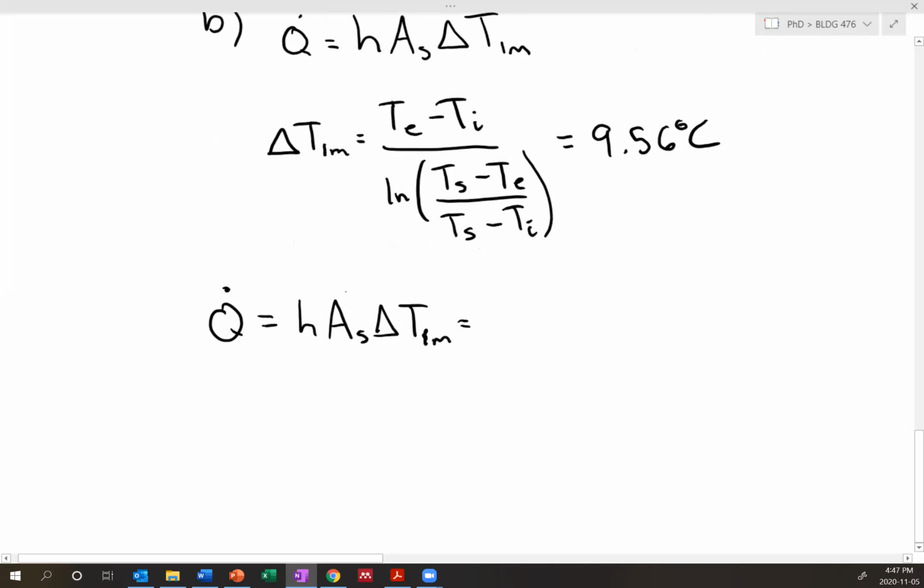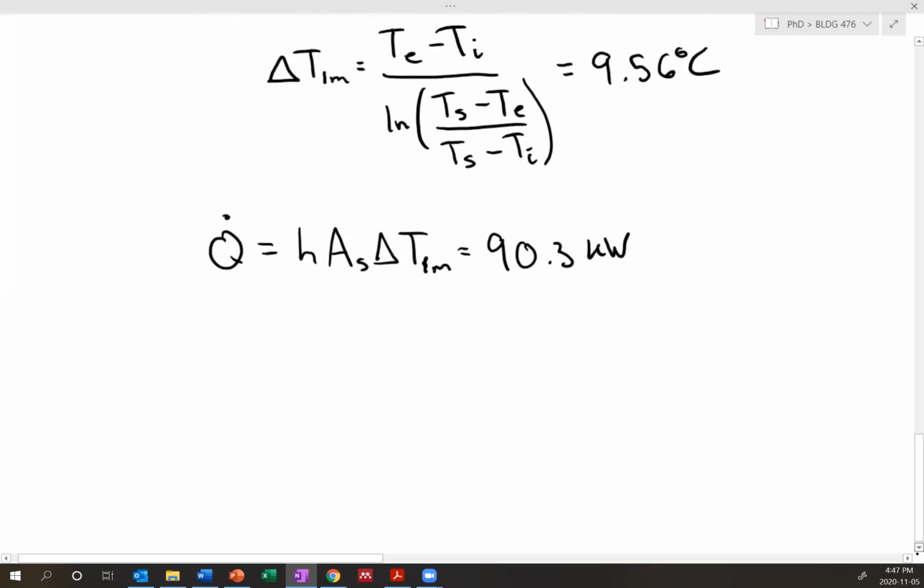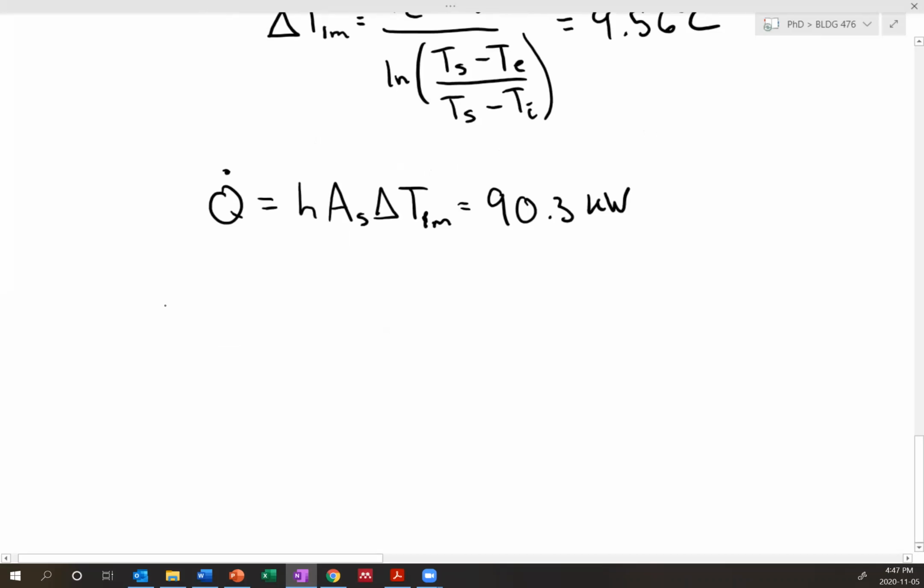So we know h now, we found surface area in the last part of the question, and we've just found our log mean temperature difference, and we'll get a total heat loss of 90.3 kilowatts. And then the final thing we're finding is our pressure drop, part C.